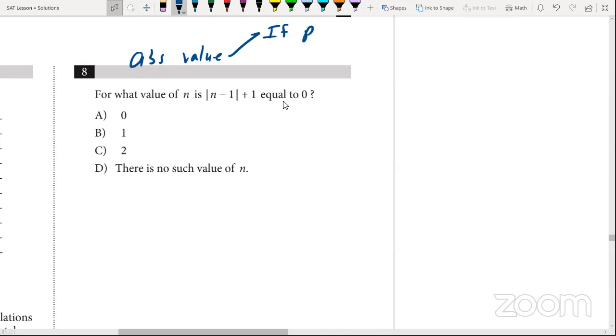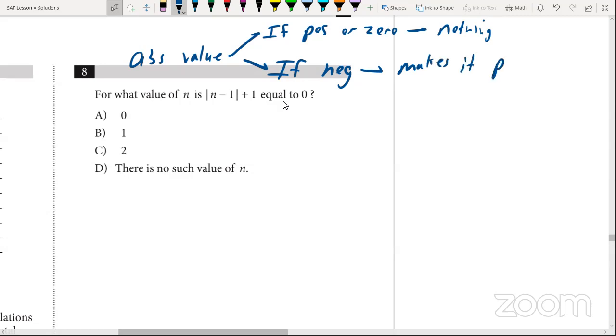if a number is positive or 0, does nothing. And if a number is negative, it makes it positive. So it either does nothing to a number or makes it positive. So here we have an absolute value. I'm not worried about the idea that there's an n-1 inside the absolute value yet.